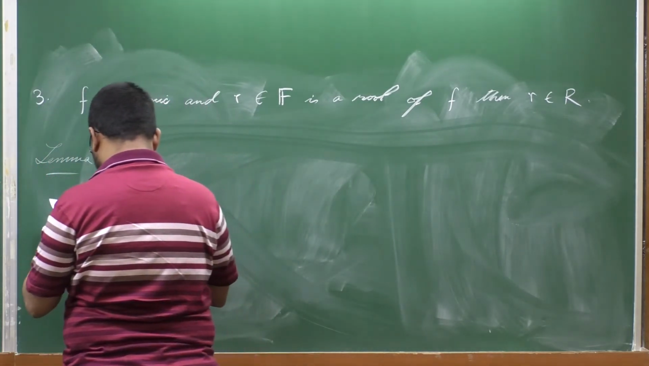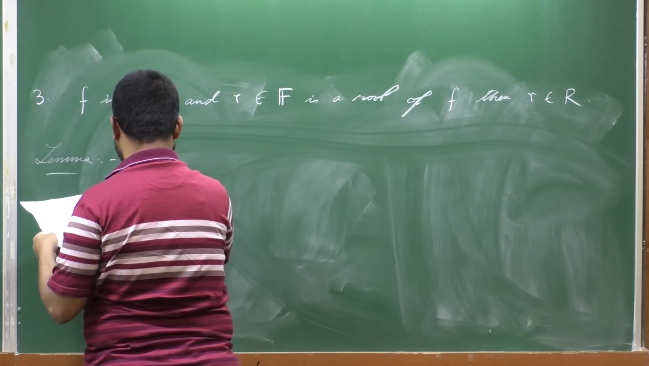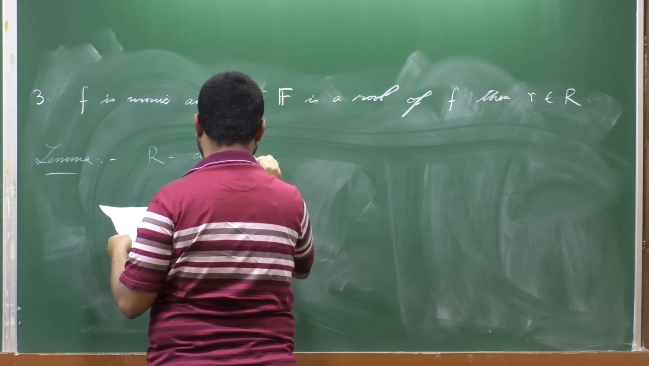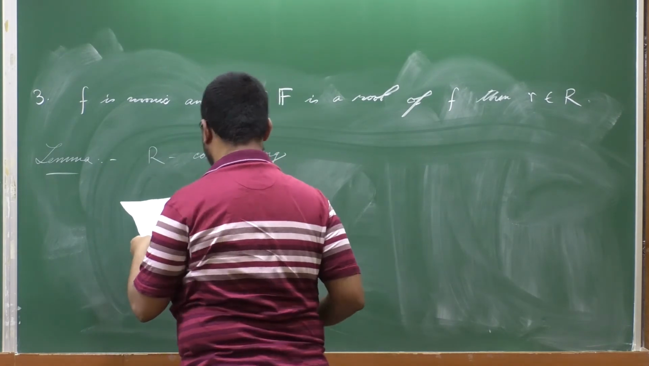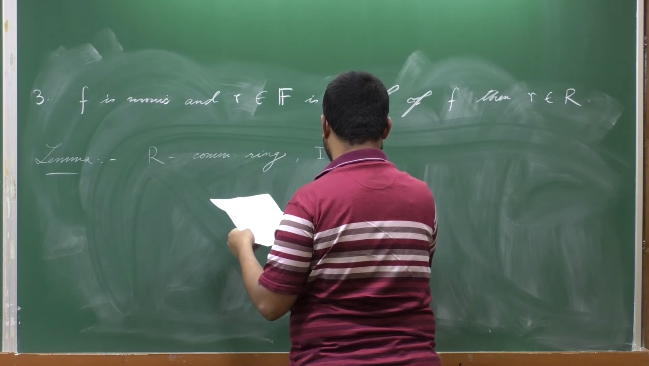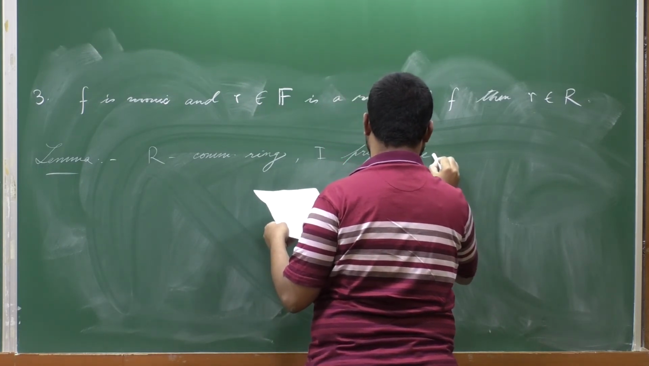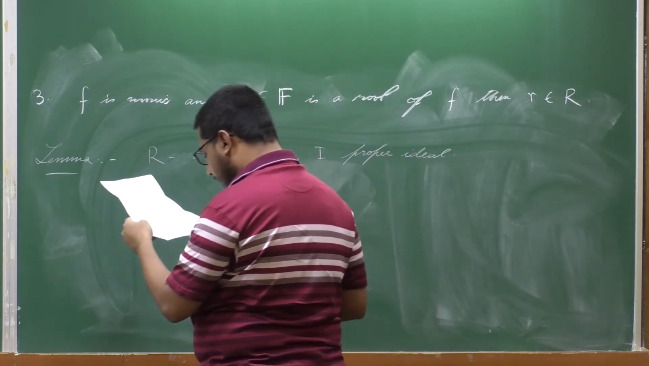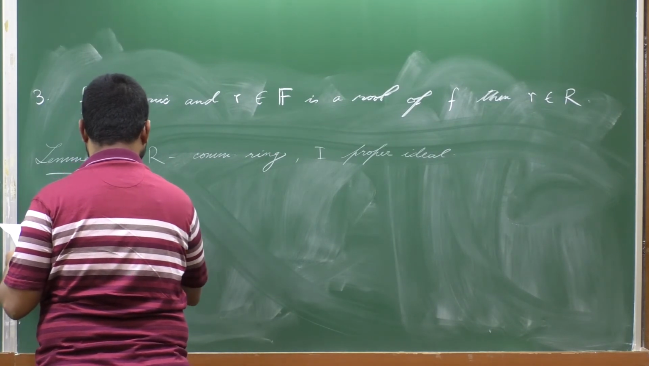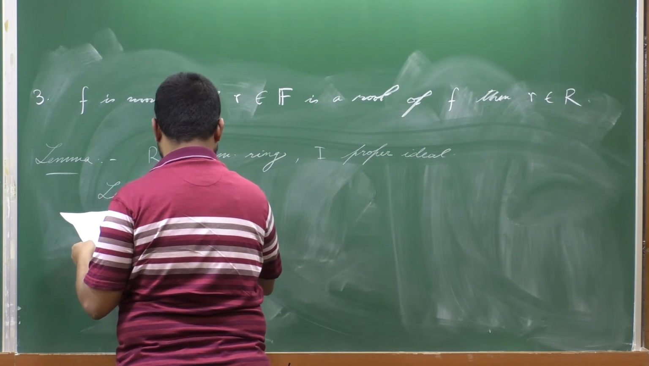So let me first do this. This is a quite general one. Let R be a commutative ring and I be a proper ideal. Let F be non-constant and monic.